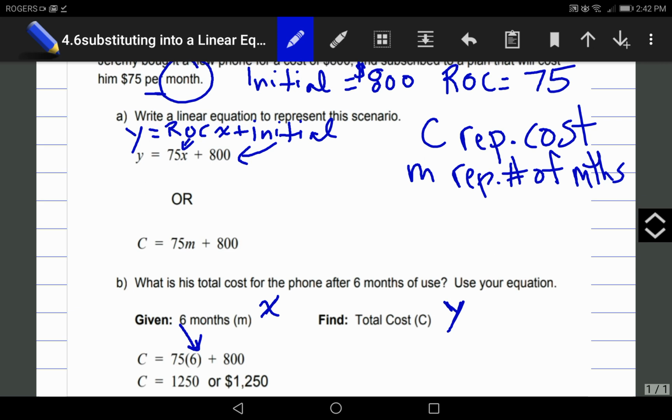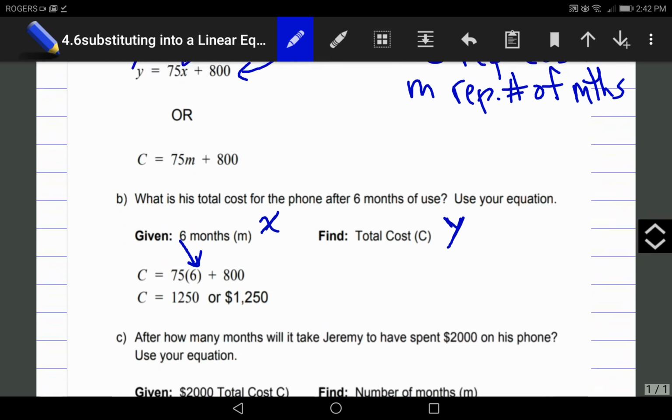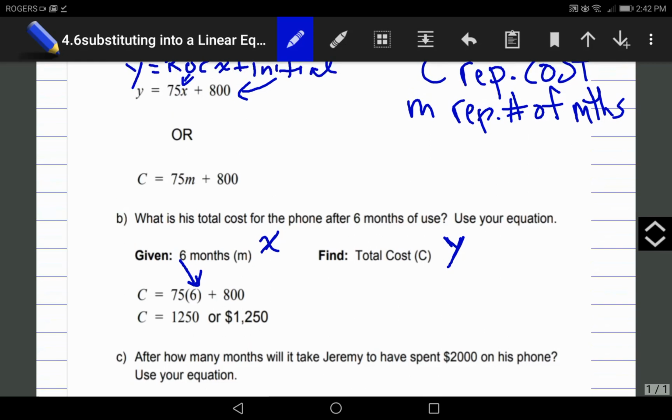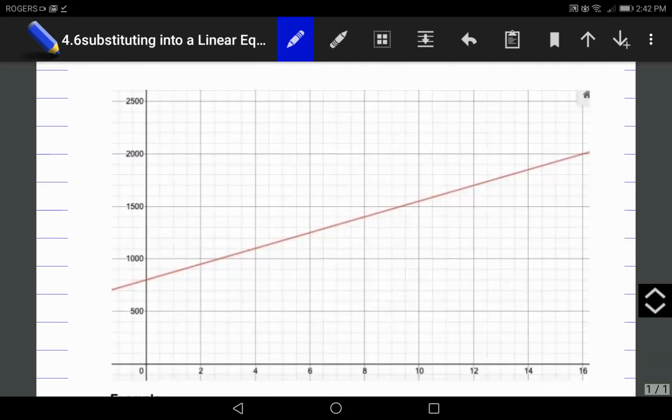But now let's get to the new part. Okay, the part we haven't seen before. What if the question was, after how many months will it take Jeremy to have spent $2,000 on his phone? Actually, before we even get to that, I promised that I would look at the graph and show you that our answer's here, and if we look at our answer on the graph, it will be the exact same. So let me go down to my graph. Okay, I just made a quick graph here.